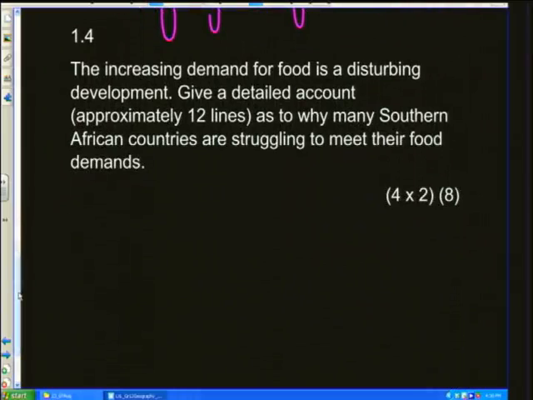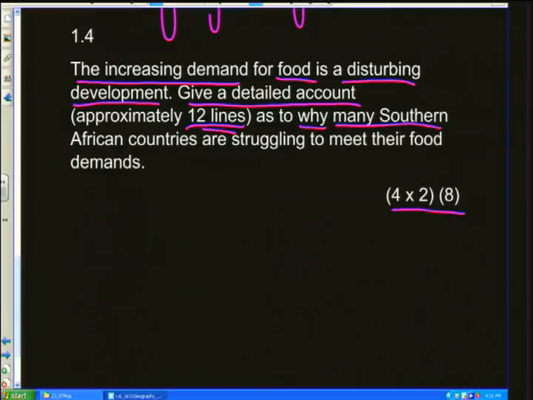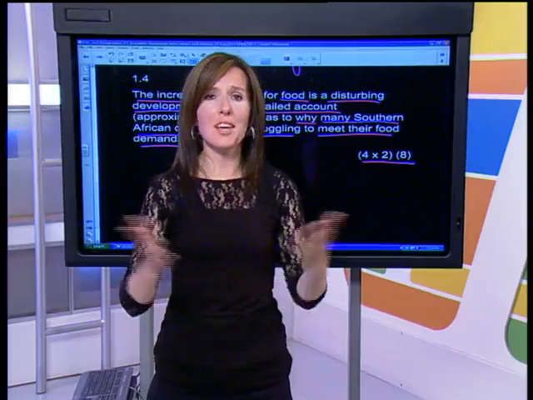On to question 1.4. Now, this is your essay question, right? You're going to need 8 marks here. It says, the increasing demand for food is a disturbing development. Give a detailed account, so you need to discuss everything properly, approximately 12 lines as to why many southern African countries are struggling to meet their food demand. So they're obviously saying that these places are not secure in terms of their food production. So let's just discuss this together quickly.